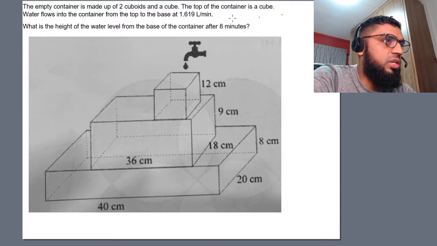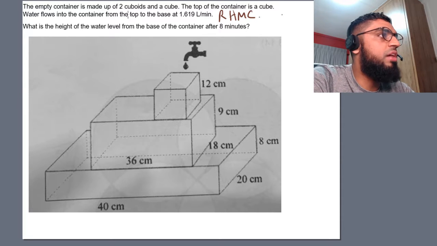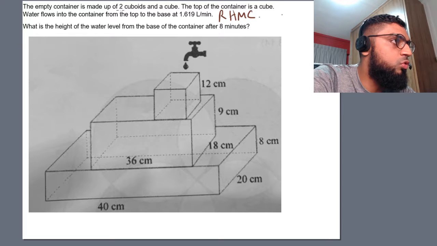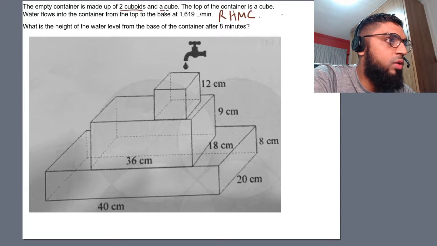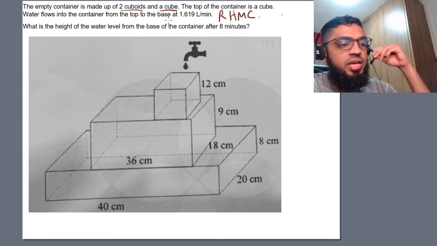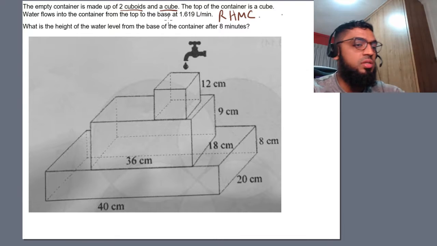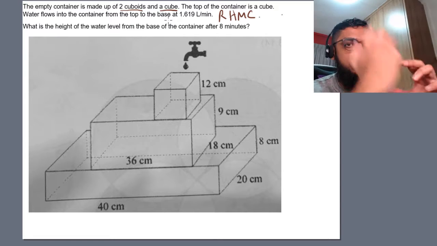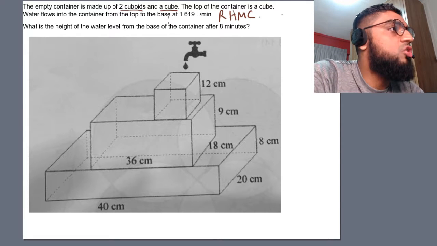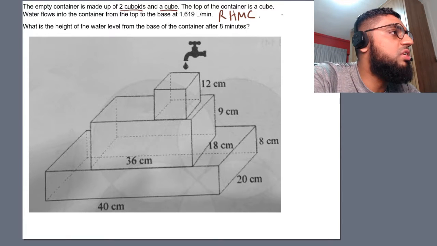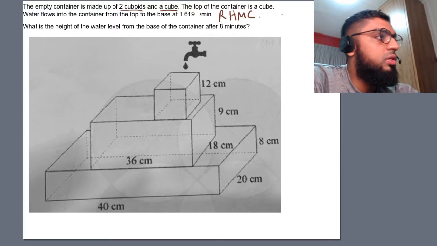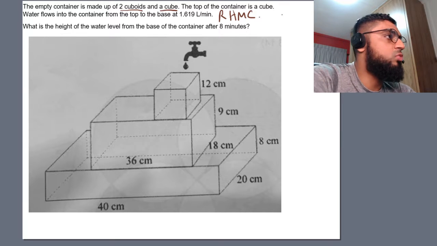Okay, so let's read the question once more. Highlight, underline important keywords, use the right method and check. So you have an empty container that is made up of two cuboids and one cube. A cuboid means that you have at least one of the sides that is not equal to the other two sides. A cube means all the sides are equal to each other. The top of the container is a cube. Water flows into the container from the top to the base at 1.619 liters per minute.